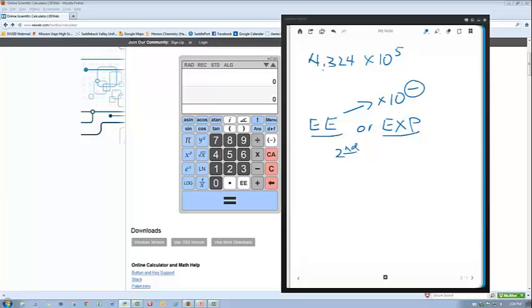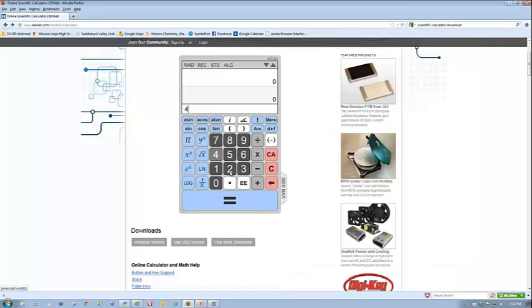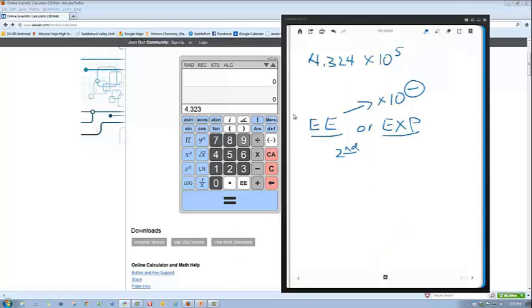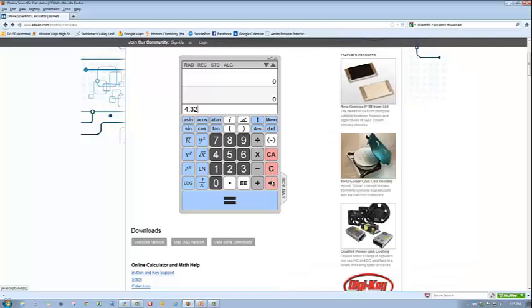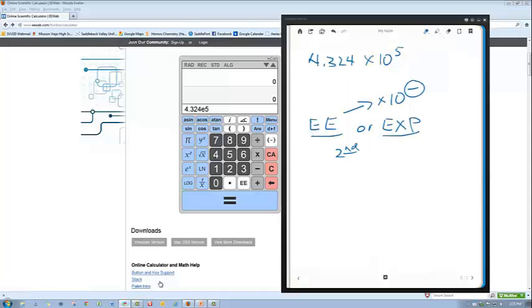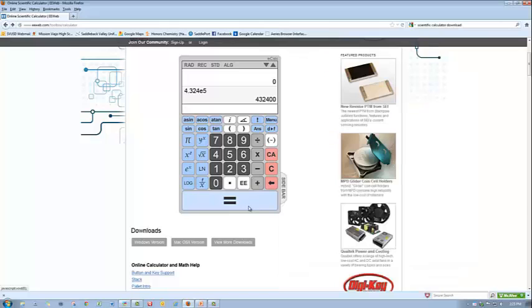Okay, so in order to enter this number, I want to punch in 4.324. Then the EE means times 10 to the, and then fifth power. Okay, now if I push equals, in most calculators it'll change it back into standard notation. Okay, now why do we want to do that?